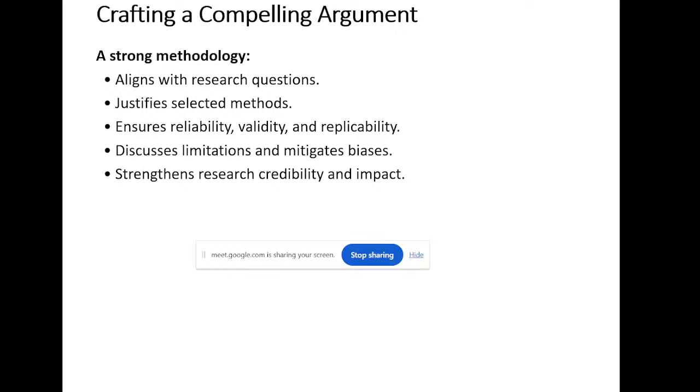The issue of novelty is very important. If you're going to do something that is very complicated where no one can emulate it, then maybe you might need to readjust your strategy for the benefit of others that follow after you. And then of course a good methodology discusses limitations and mitigates the biases.